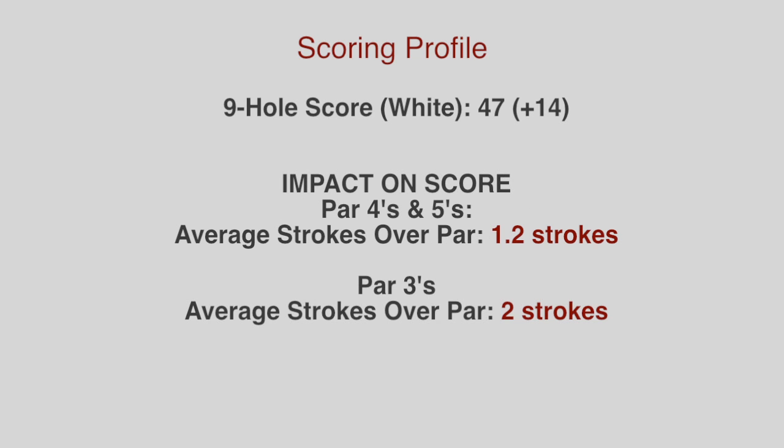On the 5 holes that were a par 4 or a par 5, your average strokes over par was only 1.2 strokes. On the par 3s, your average strokes over par was 2 strokes. This means you scored better on the holes that you had a tee shot than the holes that you did not. Your driving and approach shot statistics are a measurement of your full swing performance. And from this round, it is clear to me that focusing on improving your approach shot statistics will lower your score more than improving your driving statistics.